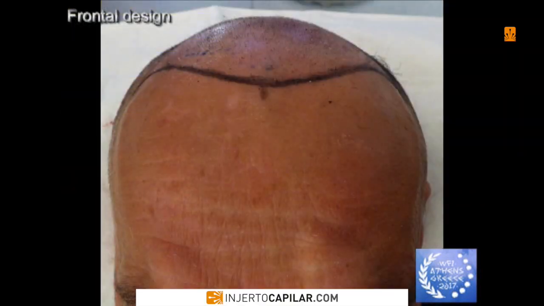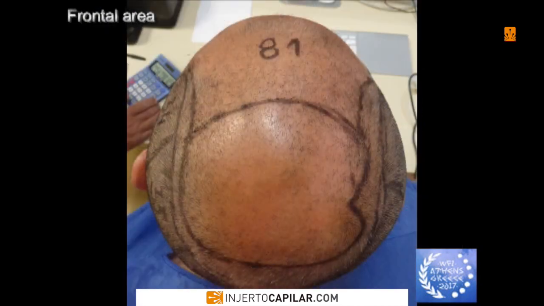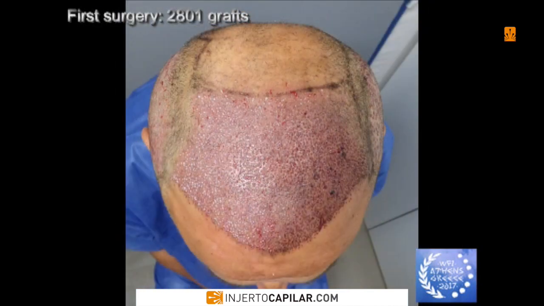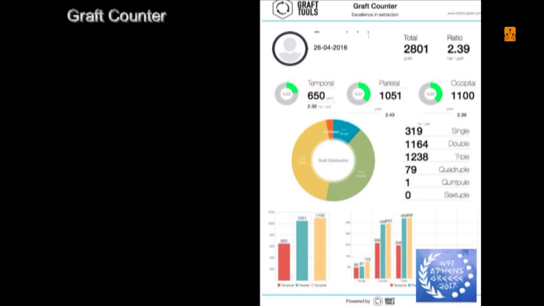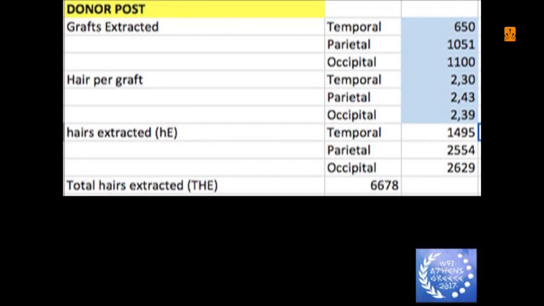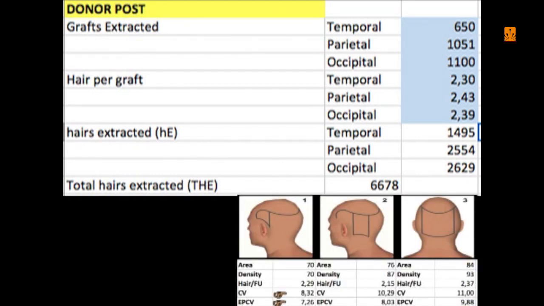Taking into account these numbers, we started the surgery doing the frontal hairline design and placing 2,800 grafts in the frontal area. The graph counter app gave us the distribution of extraction per area, hairs per graft breakdown, and the hairs per graft average, 2.39 in this case. When we introduce those numbers in the Excel table, the most important data to focus on is how we decrease the coverage value in the different donor areas, 8 to 7 in temporal, 10 to 8 in parietal, and 11 to 9 in occipital. That's good enough to face the second surgery with security.